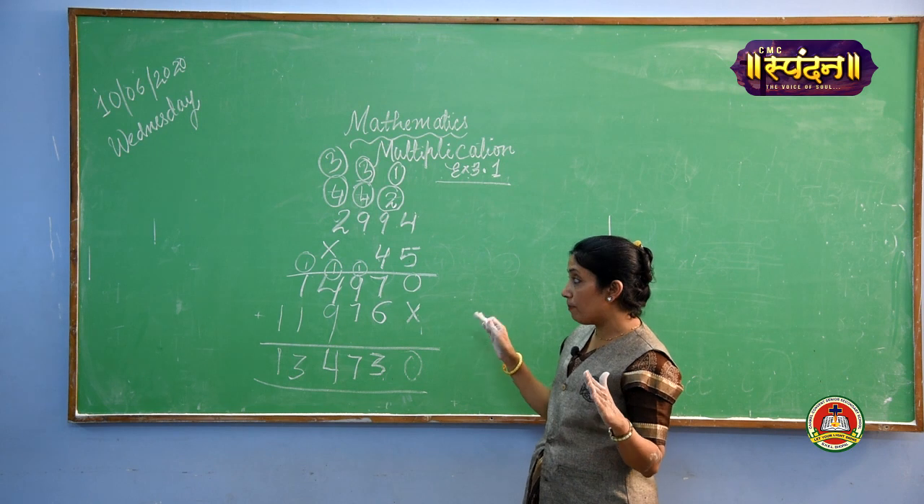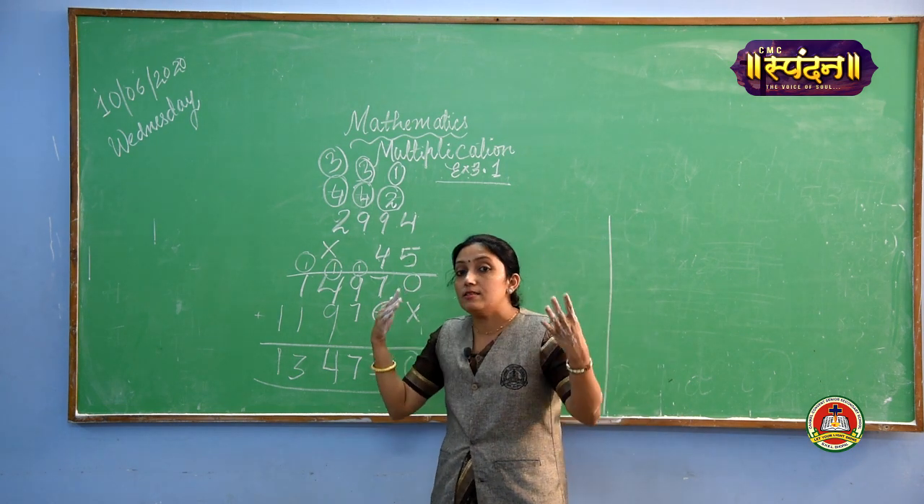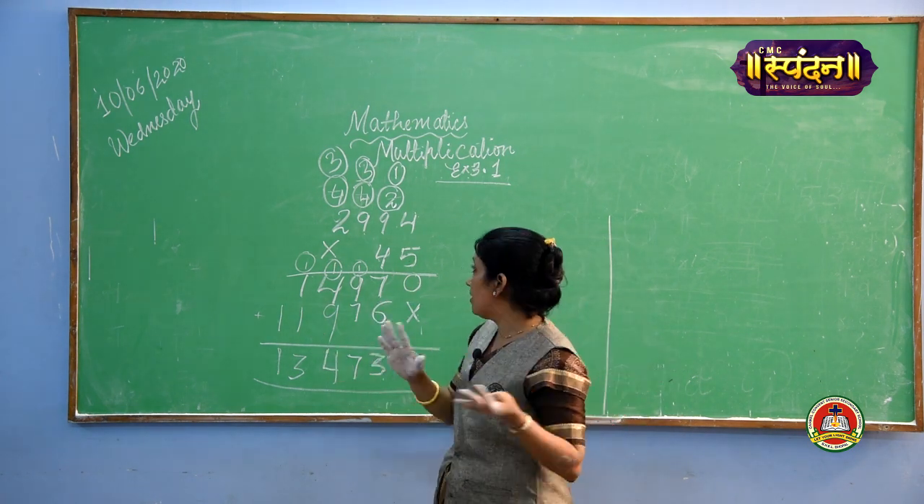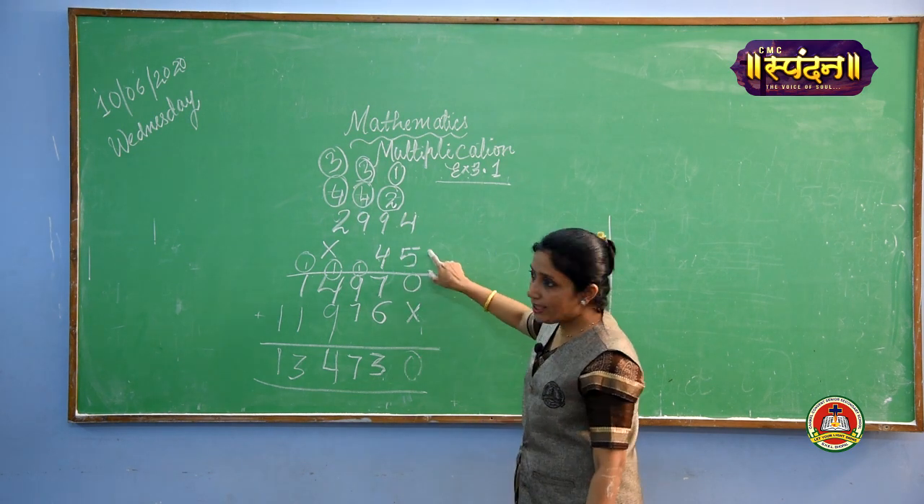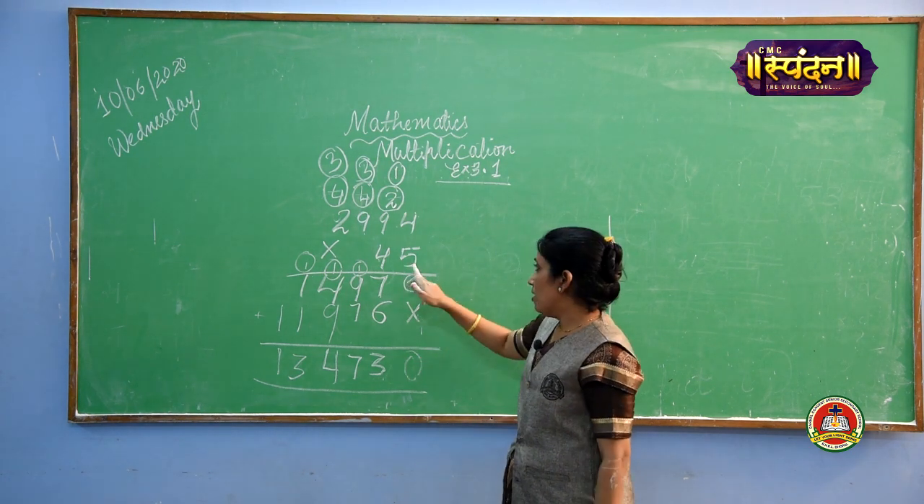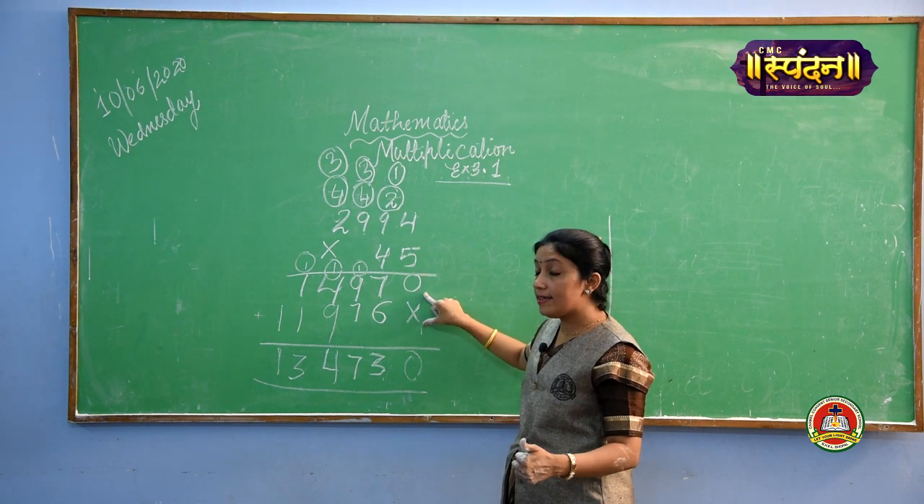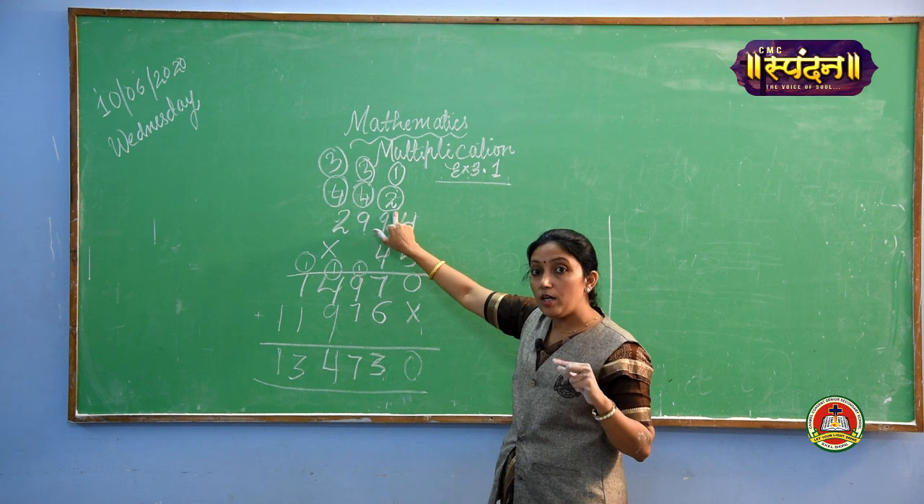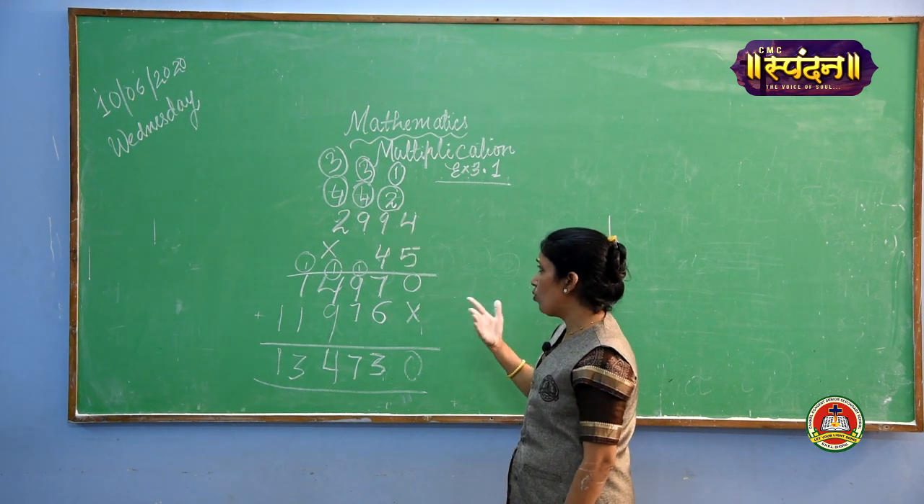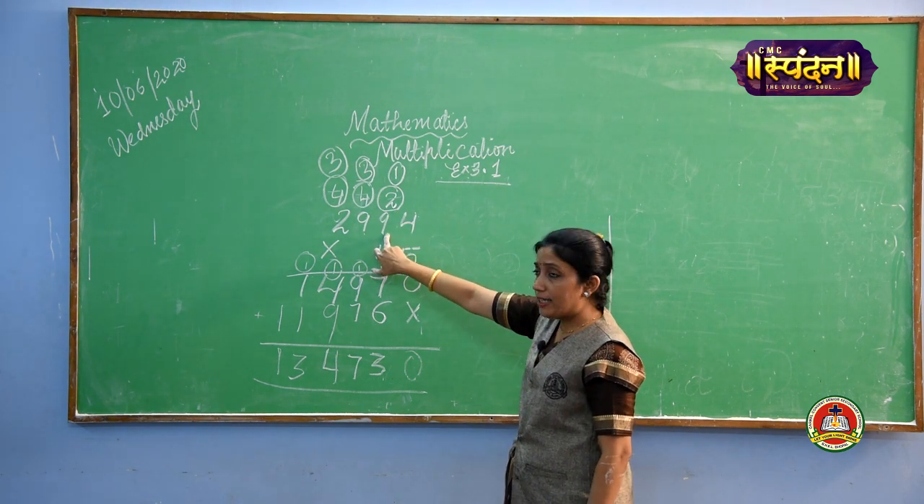1,34,730 is my number. But let me check whether my answer is wrong somewhere. Yes, let's check it out. So let's move on first again with 5. 5 4s are 20. So my 0 is here. Yes. So what is my carryover? 2. Now let's move on with another digit, that is 9.